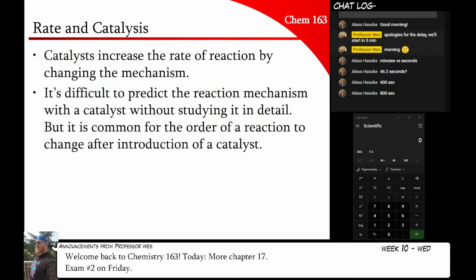So there's our summary there. A catalyst will increase the rate of how fast a reaction will go by changing the mechanism. It's hard to predict the mechanism that involves a catalyst without doing various studies to figure out what is going on. But it's very common that if you do a reaction and a catalyst is involved, the order of the reaction completely changes. So you might have a first order reaction that becomes zero order in the presence of a catalyst. That is common enough.